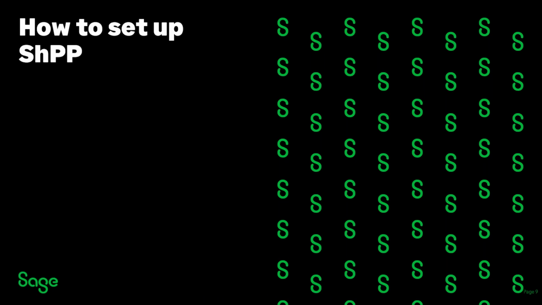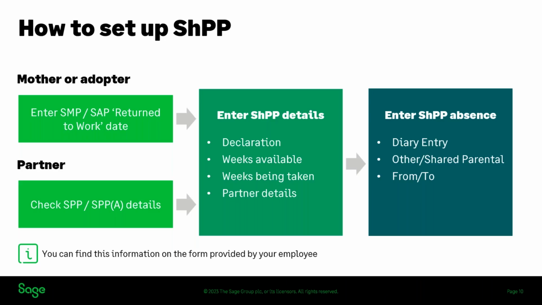But what we're going to focus on is really how to deal with this in your Sage 50 payroll program. So when it comes to setting up SHPP, there's really 3 stages involved, and the process is slightly different depending on whether you're setting it up for a mother or adopter who's switching to shared parental leave and pay, or whether it's a partner, which has kind of taken over some of the shared entitlement.